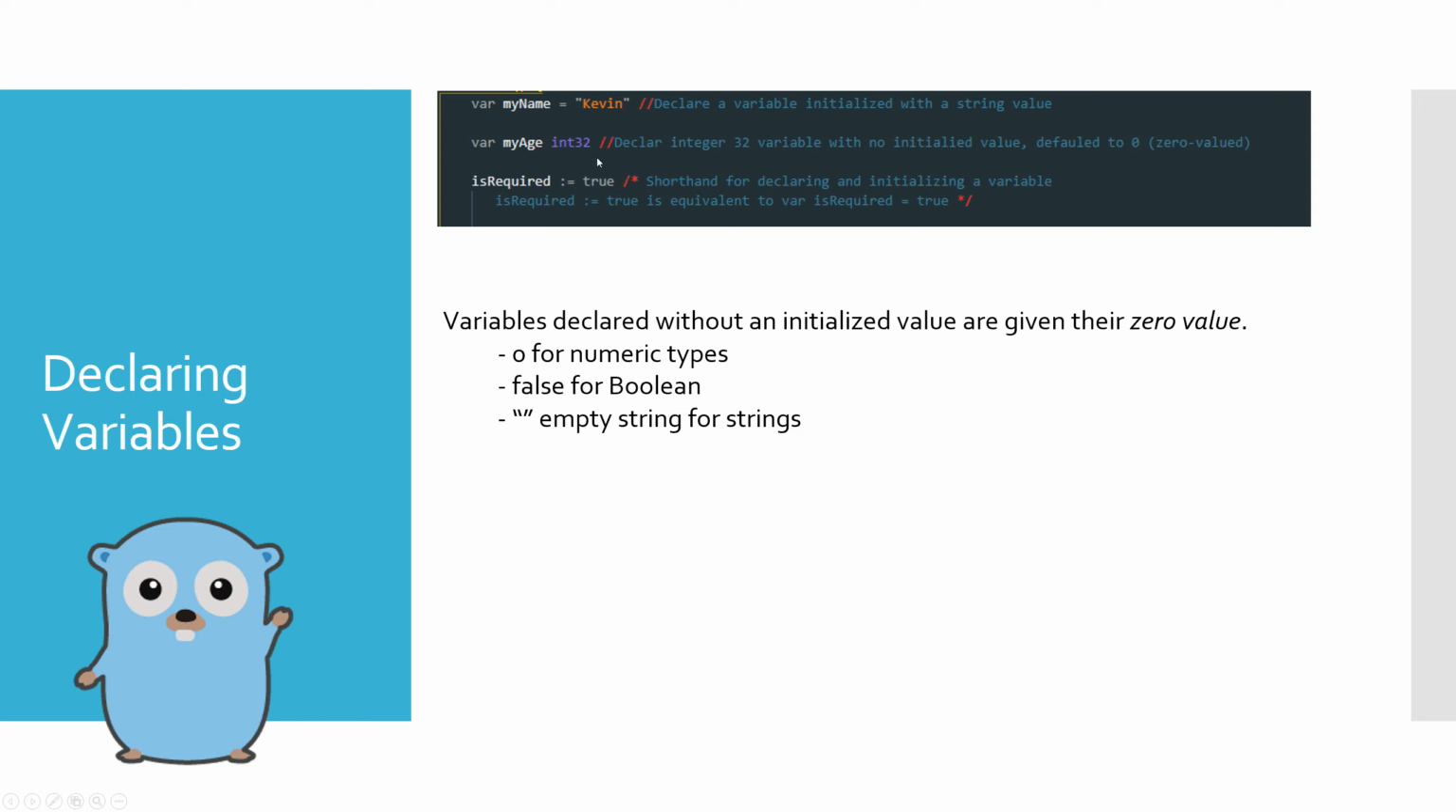So that's why in the second way of declaring a variable here, where I declare a variable called myAge, saying that it's a 32-bit integer data type with no initialized value, I have to specify explicitly that this variable is going to be holding a 32-bit integer because I did not initialize with anything, so Go cannot infer what type of data this variable is going to be holding. And then the final way of declaring a variable was the shorthand I showed right here. This is a shorthand for declaring and initializing a variable. Okay, so now we're going to talk about variable casting.